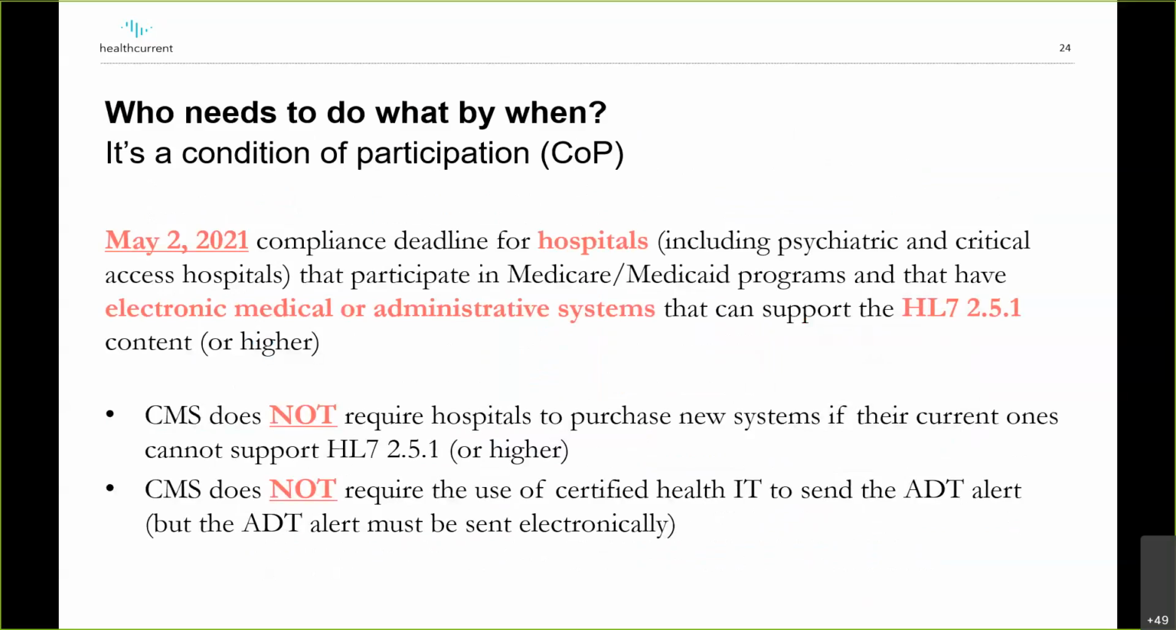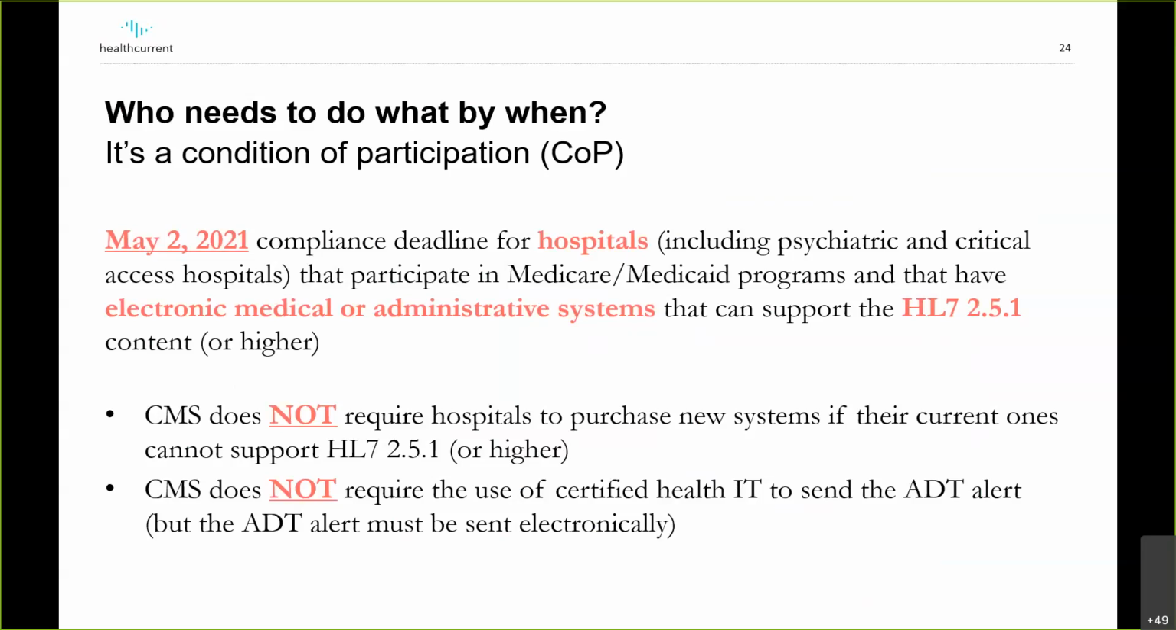So along with the information blocking rule, CMS also published its own interoperability and patient access rule that has certain requirements for health plans, which we're not going to talk about today, but also healthcare providers. There is this May 2nd, 2021 compliance deadline for hospitals, including psychiatric hospitals and CAHs, that participate in CMS programs and that have electronic medical or administrative systems that can support HL7 2.5.1 content or higher, basically meaning you're participating in the Promoting Interoperability program and you have the ability to send ADT alerts. To be able to send certain ADT alerts to certain recipients by this deadline.